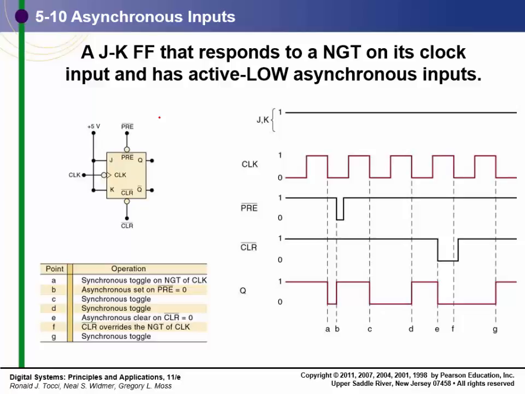So what this is saying here is we've tied J and K high. When we tie J and K high, we've actually created a toggle. This toggles on the active low pulses. However, this right here is going to force it high at that point, regardless of what the clock is doing.